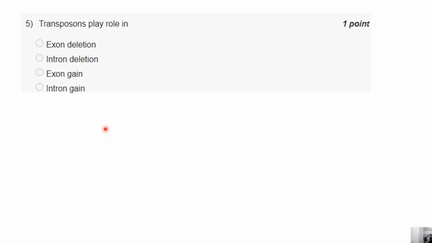Transposons play a role in these. The four options were: exon deletion, intron deletion, exon gain, and intron gain. I'll wait for a few minutes. If you can answer this question, then I'll move on to the discussion.